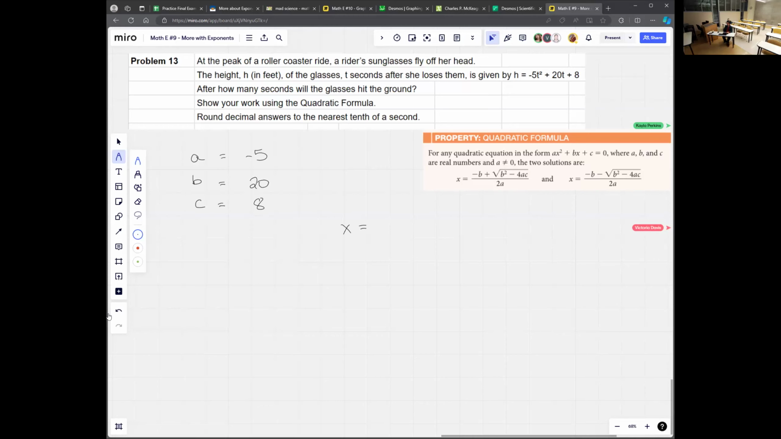So I write this out because this is where I'm going to make mistakes, especially with negative signs. Let's get it nice on the paper before I put it in the calculator. So negative B, -20, plus or minus the square root of B squared, 20 times 20 is 400, minus, but A times C is going to be negative, so that's going to turn into a plus. This is where we messed up last time. 4 times A is 20 times C is 160, all of that over twice A, so -10.